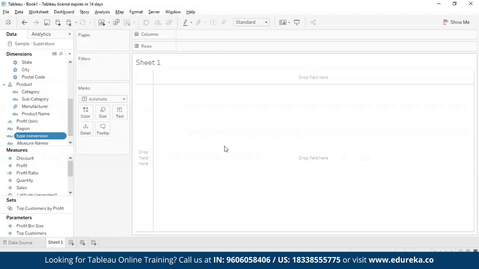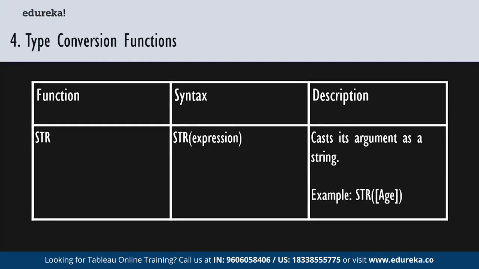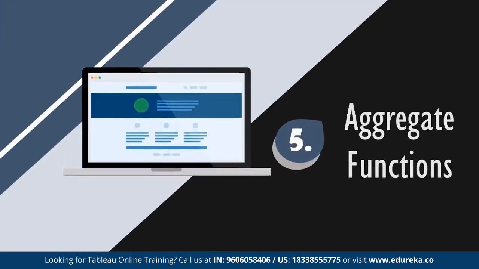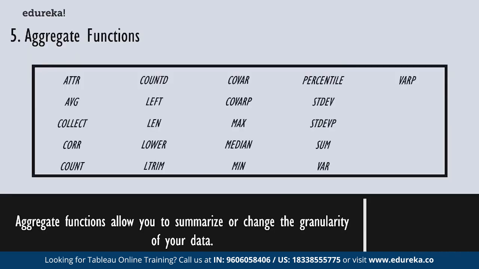Now, as you can see, the type conversion, which is basically the same thing as the postal code, has a string data type. The postal codes will remain the same, but their data type is going to change. That's what the string function does. And with that, we come to the end of type conversion functions. Let's move on to aggregate functions. There are a few more than the type functions here.